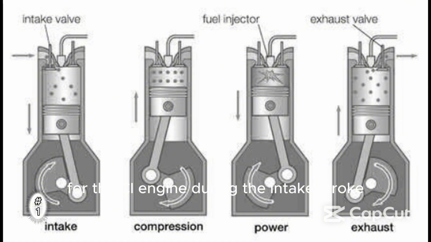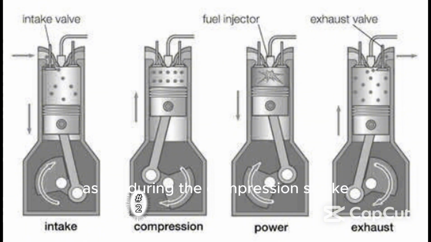For the CI engine, during the intake stroke, the intake valve will be open, but the substance that will enter the cylinder will only be air. The air will push the piston downward. Then we have the compression stroke. During the compression stroke, the intake valve will be closed and the piston will be moving upwards, compressing the air to a high temperature.